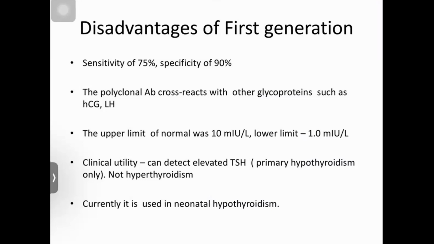So the only clinical advantage that we had with the first generation was that we could only detect an elevated TSH, that is, we could diagnose primary hypothyroidism only. There was no way that we could diagnose hyperthyroidism because the lower limit was 1 and we could not measure the actual value of TSH from the patient side. Okay, and so it is not really used nowadays, but till a certain time it was used in neonatal hypothyroidism, where you know the TSH should be very high and you can cut down the cost factor. So they were using it in certain centers for neonatal hypothyroidism.